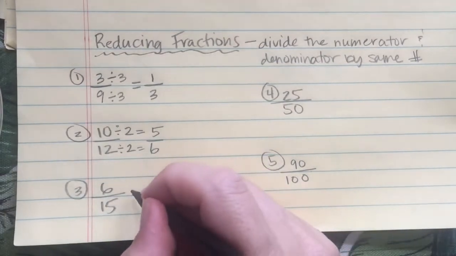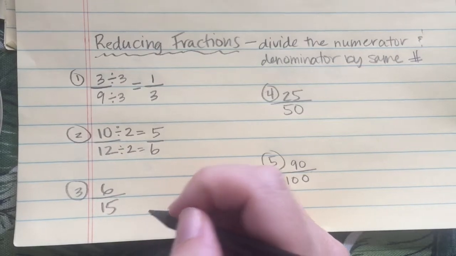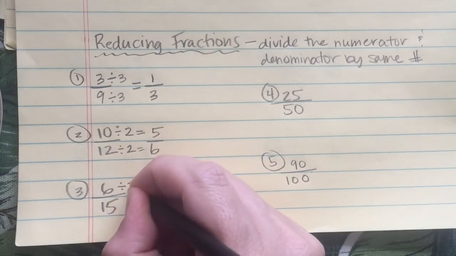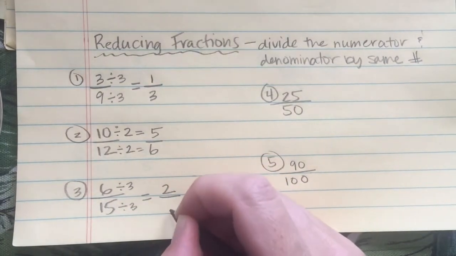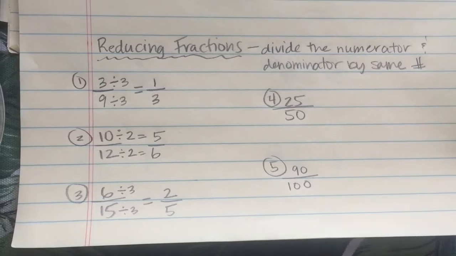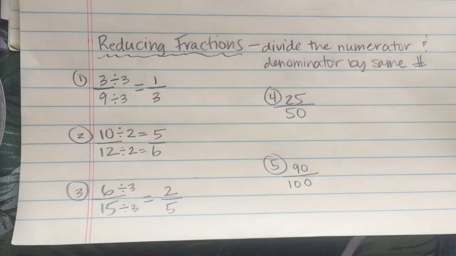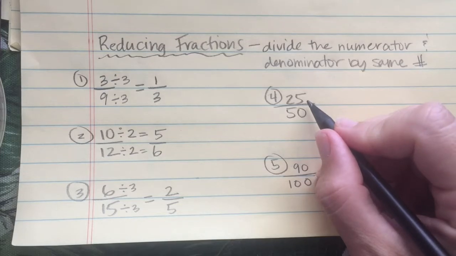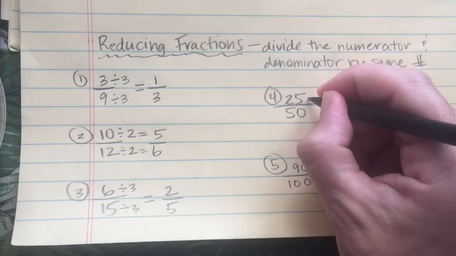All right, let's do 6/15. Are they both divisible by 2? No. Are they both divisible by 3? Yeah, they're both divisible by 3. So that would make this 2/5. That can't be divided anymore, so we're done. All right, 25/50. All right, 25 isn't divisible by 2 or 3 or 4 or 5. But 5 is divisible by both of these. So we could start with 5.